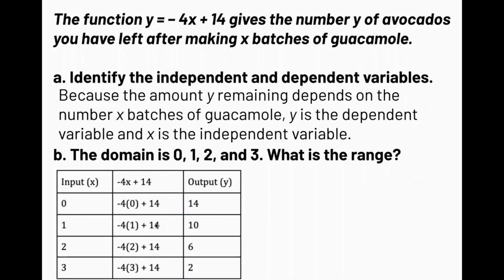Input 1, you would get negative 4 plus 14, and that would be 10. Input 2, you would get negative 4 times 2, which is just negative 8 plus 14, which is 6. And lastly, input 3, and you would get negative 12 plus 14, which is just positive 2. Again, your range is just your set of all the output values or all your y values. So your range would just be 14, 10, 6, and 2.